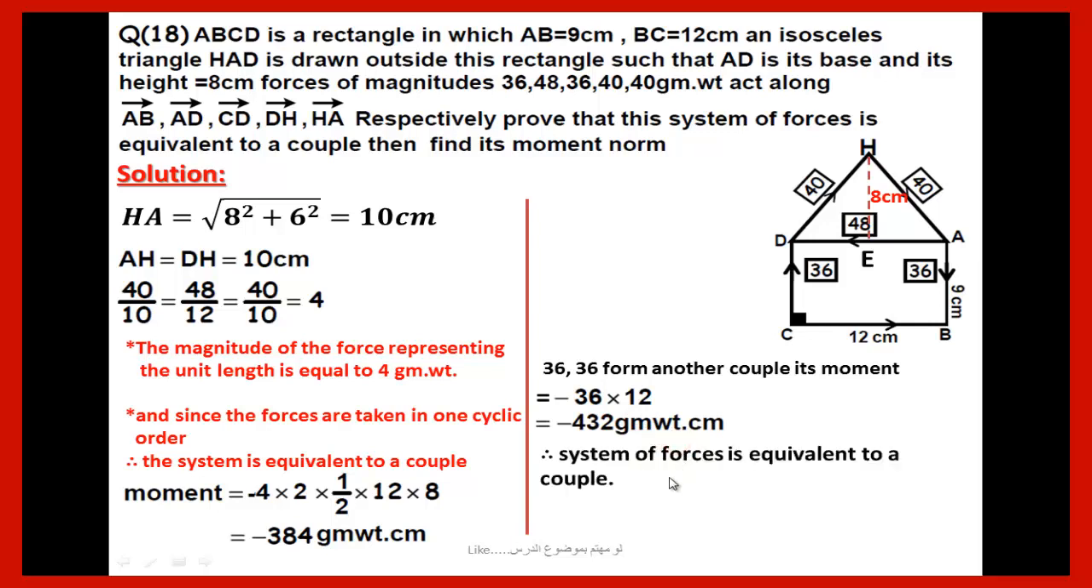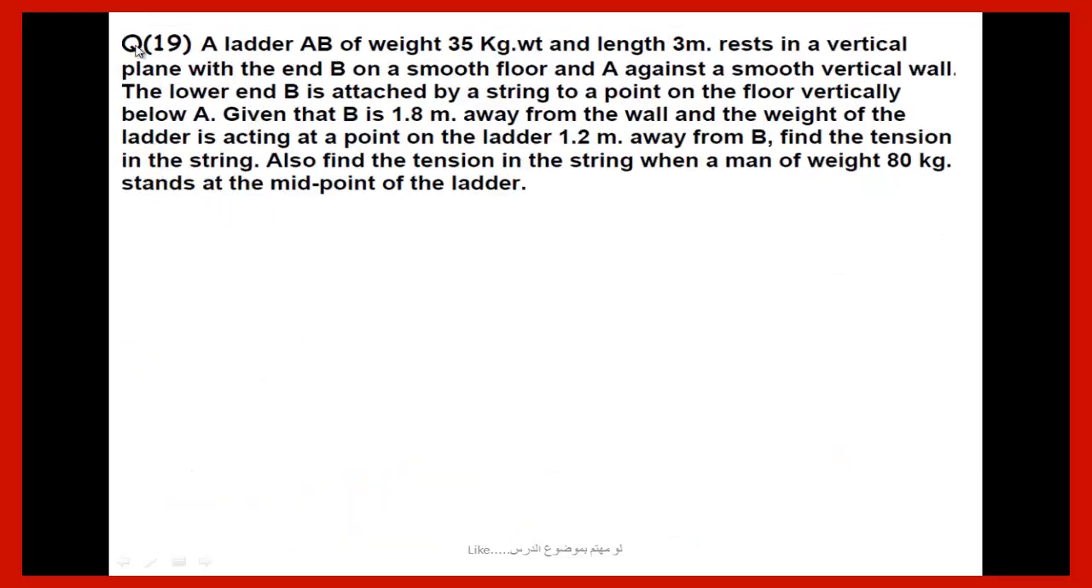So the system of forces is equivalent to a couple whose norm equals negative 816. By adding the moment of the first couple plus the moment of the second couple, we find that the norm of the couple equals negative 816.